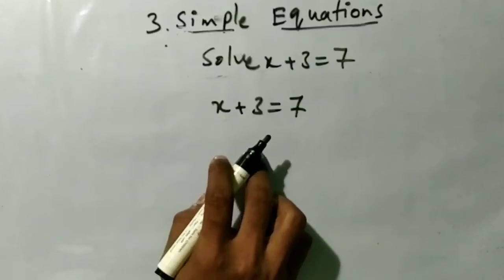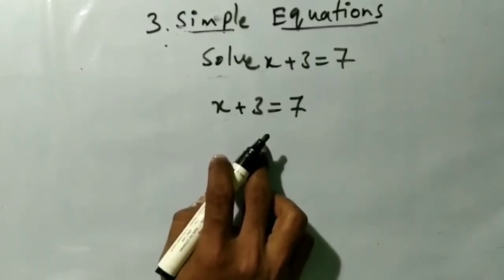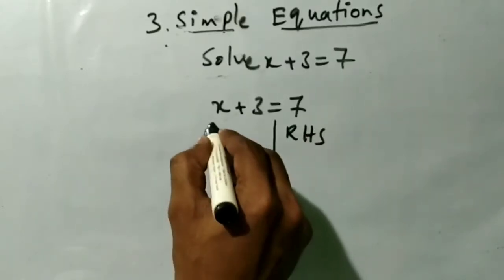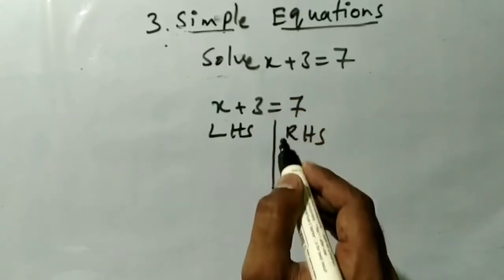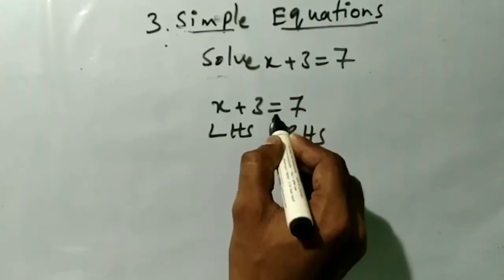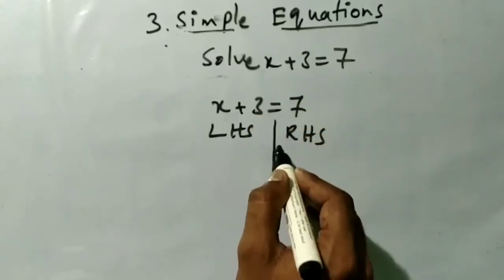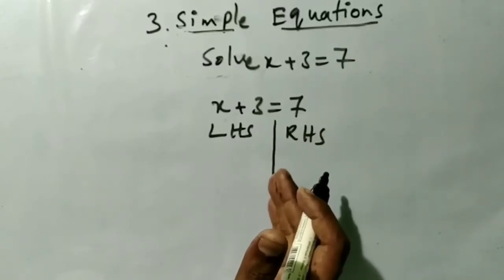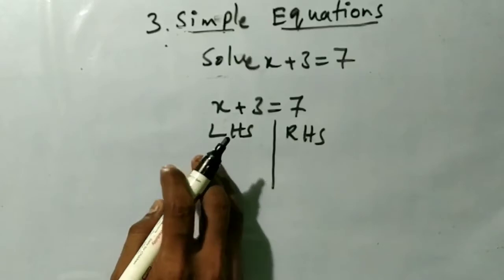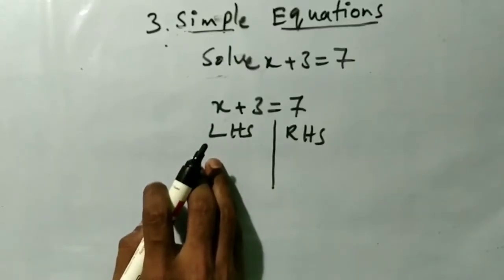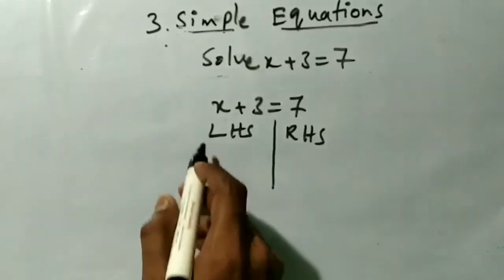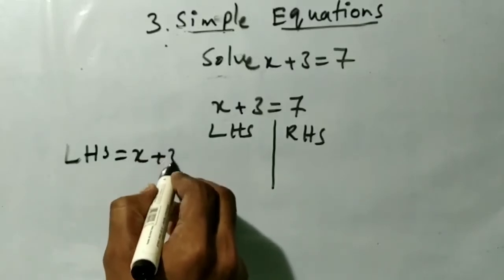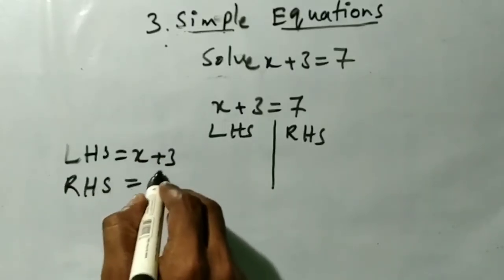We know that this is the equation. We know the right hand side and left hand side. So make a line here at the equal symbol. The right hand side of the line is RHS, and the left side of the line is LHS. Previously we have taken the example of Balu. So here LHS is equal to x plus 3 and the RHS is equal to 7.